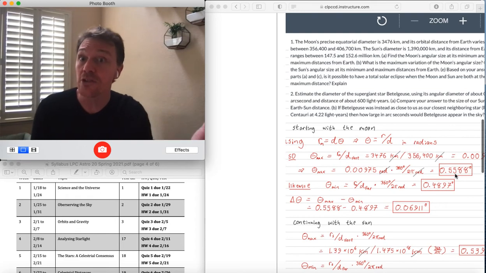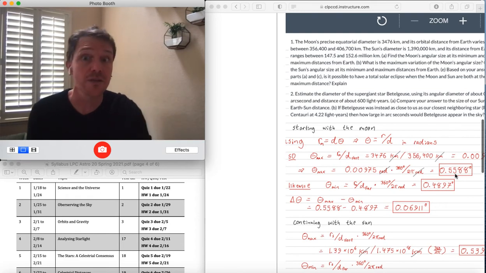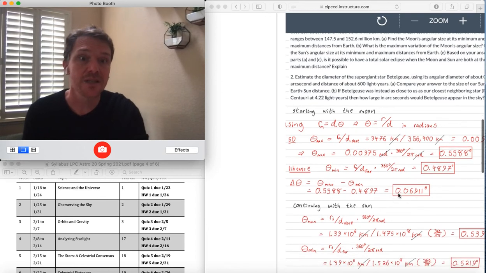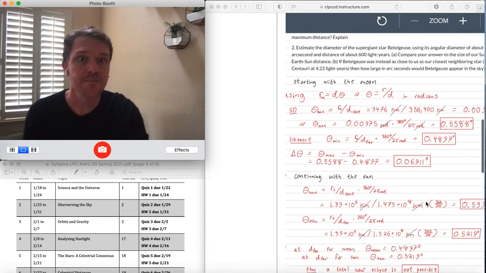That's why the moon does appear bigger sometimes. It absolutely is noticeably bigger and smaller. And then the difference between the angular sizes is represented right here, because that was part of the problem.